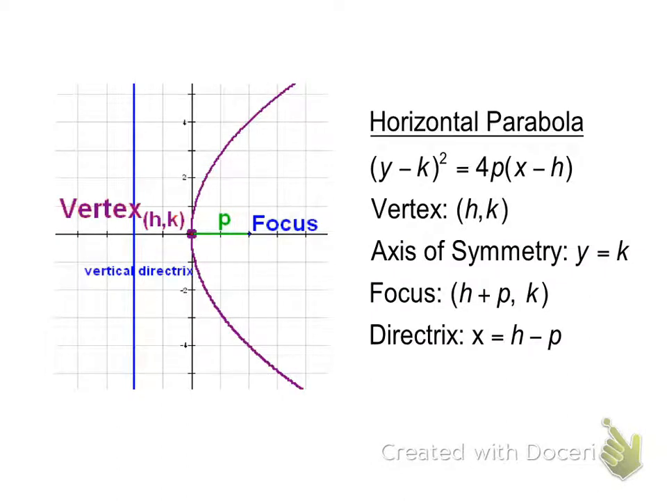Now we're going to look at a horizontal parabola. Horizontal parabolas could open right or left, and the equation is y minus k squared equals 4p times x minus h. The vertex is still h, k. The axis of symmetry this time is y equals k, and the focus is always p spaces away from the vertex, and so is the directrix. This time the focus can be found at h plus p, comma k, and the directrix is at x equals h minus p.